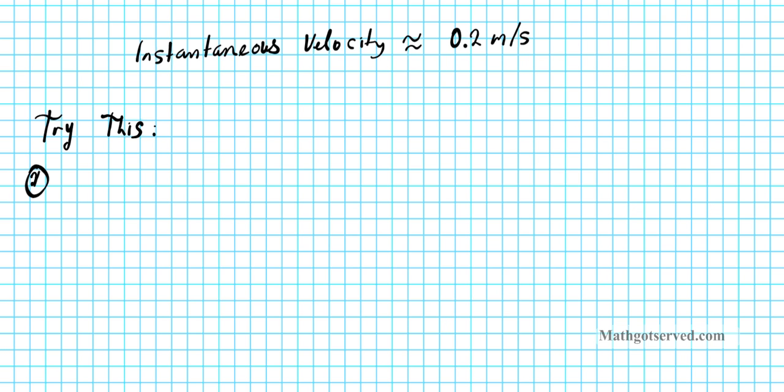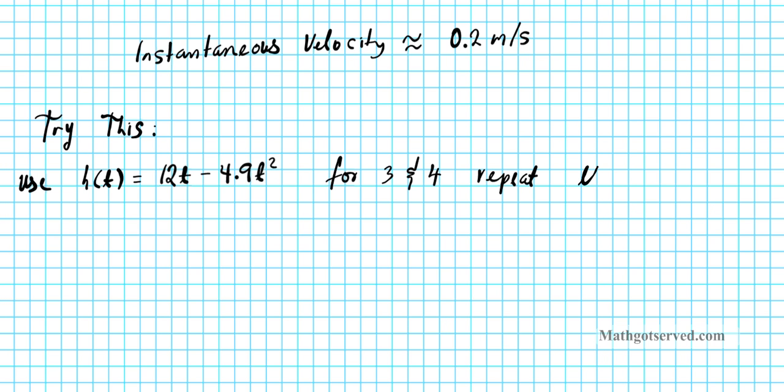So for number 2, we have the function h of t equals 12t minus 4.9t squared. I want you to use this function to do exactly the same process that we did for number 1 and 2. So this will be basically number 3 and 4. So for 3 and 4, use h of t. Repeat the same process. Use exactly the same intervals I used for this, and then let's see what you get.